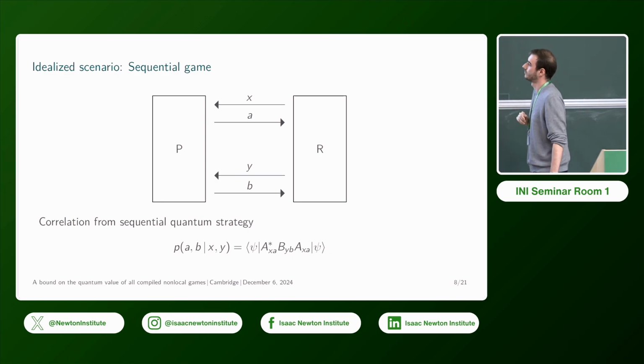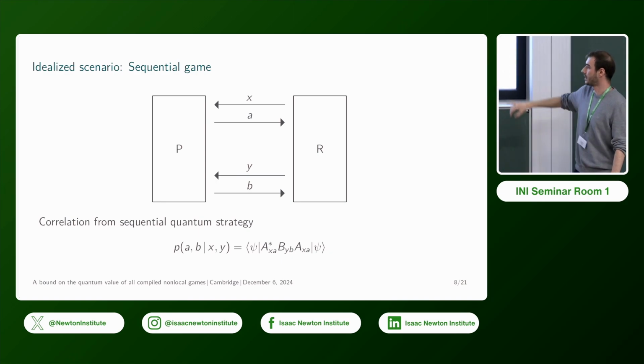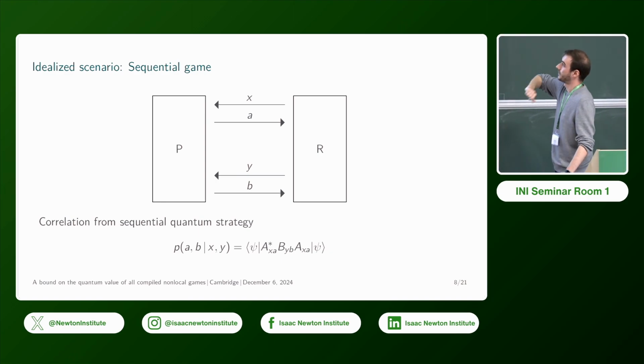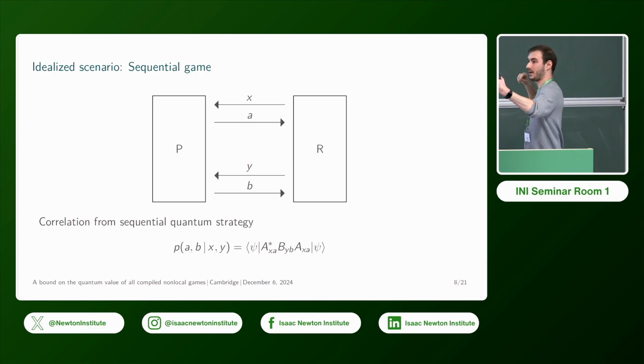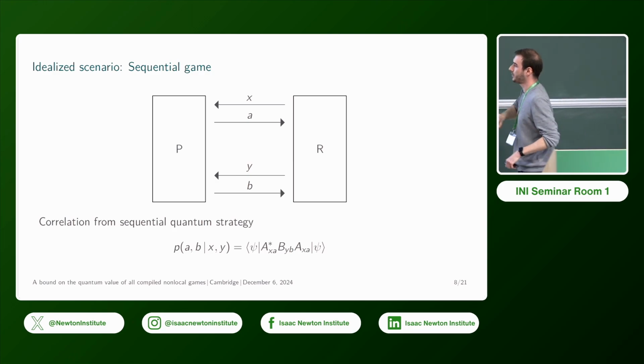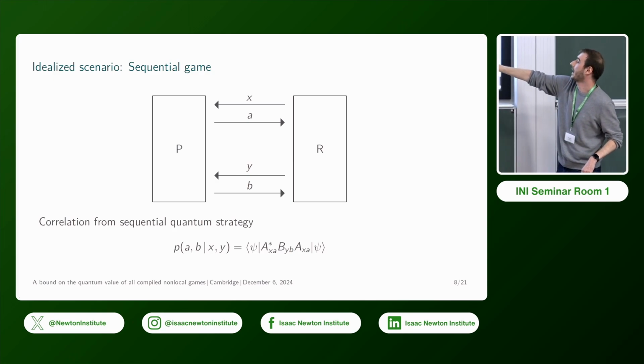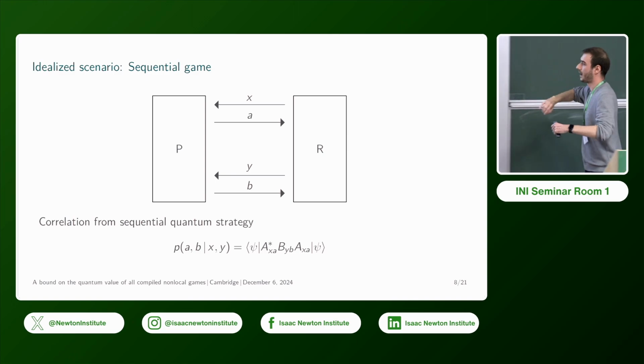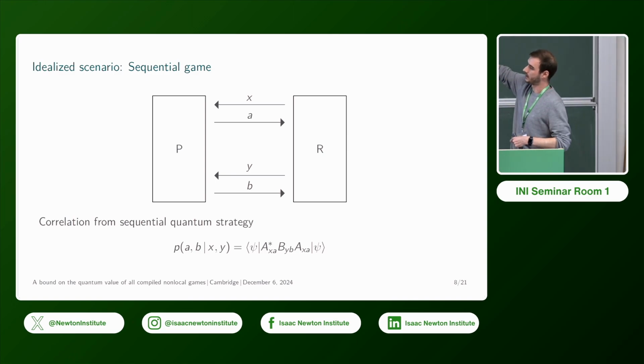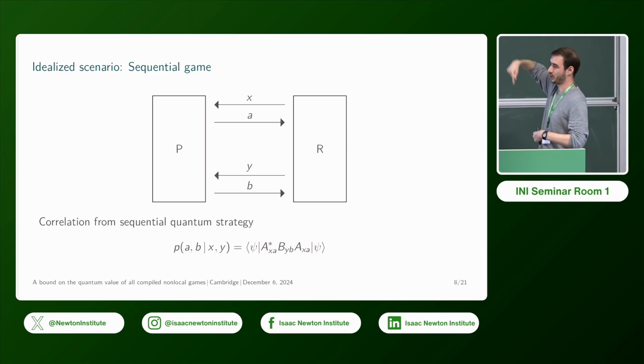So in the quantum strategy, I start with a state, then in the first round I make a measurement. So the post-measurement state I end up with is this AX psi. But now I do the second measurement after this, so I put this B in between.